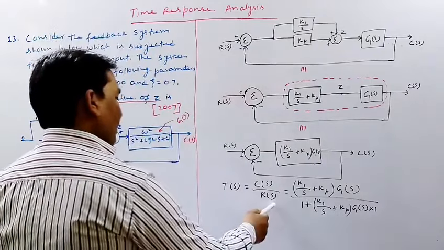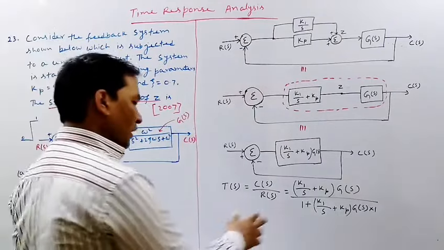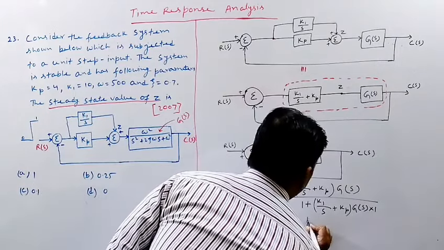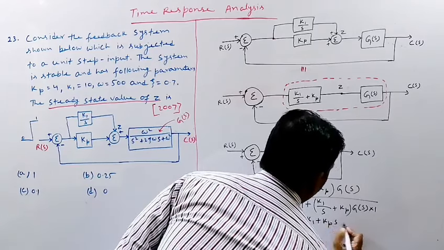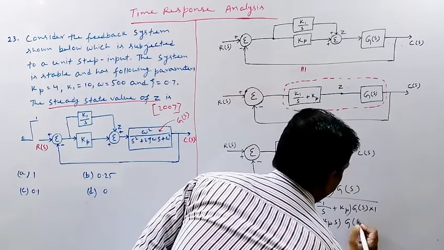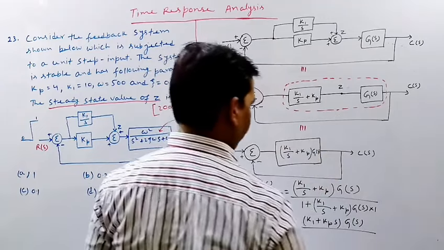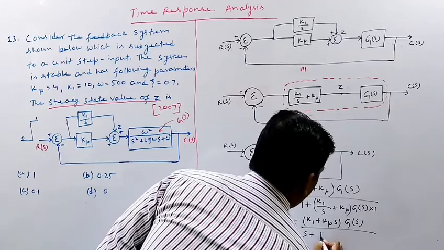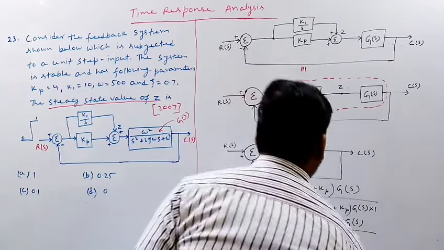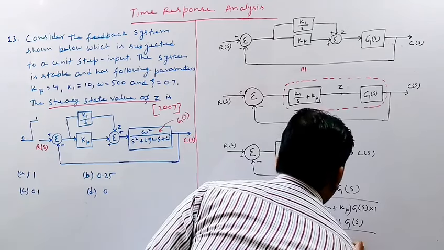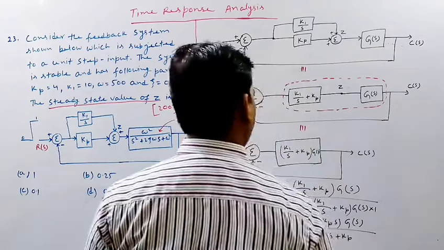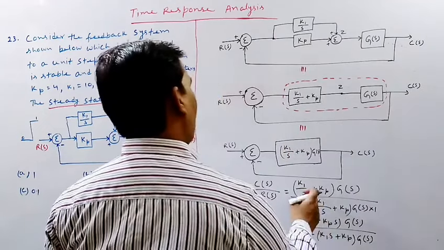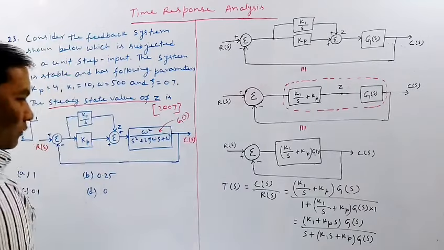Now what is CS? What is RS? After adding, it will be K1 plus KpS, multiplied by GS, divided by S plus K1 plus KpS times GS, because S will cancel out in numerator and denominator both.